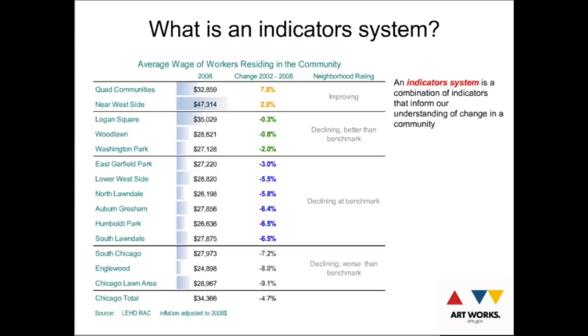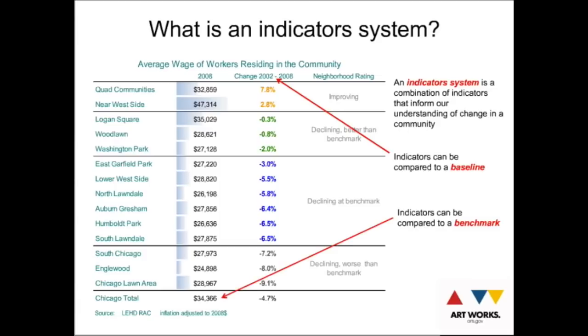These are the indicators. An indicator system may include provisions to track indicators across time. As we see in the third column, which shows how this indicator has changed from 2002 to 2008 in each community, we can call this comparing it to a baseline. Indicators can also be compared to a benchmark. In this case, presenting the average wage for the entire city of Chicago gives us a benchmark against which we can compare the average wage or the average wage change in individual communities. So this gives us a sense of what we mean when we're talking about designing an indicator system.